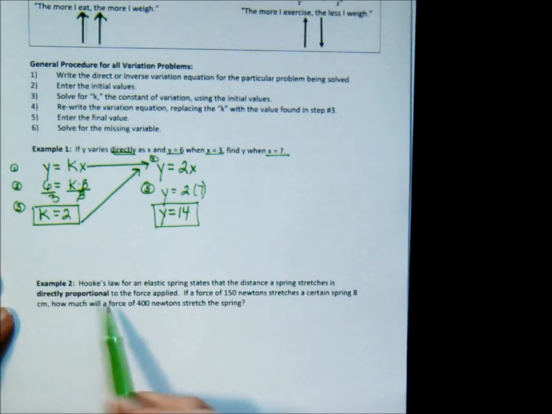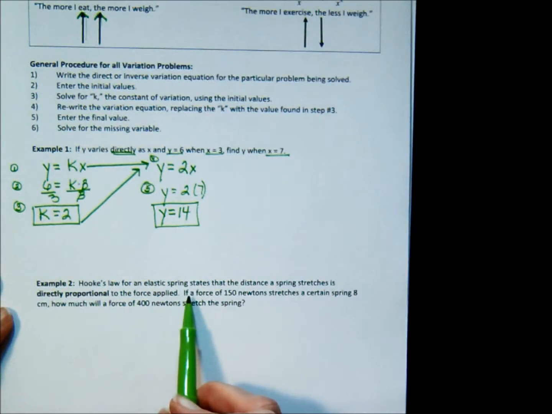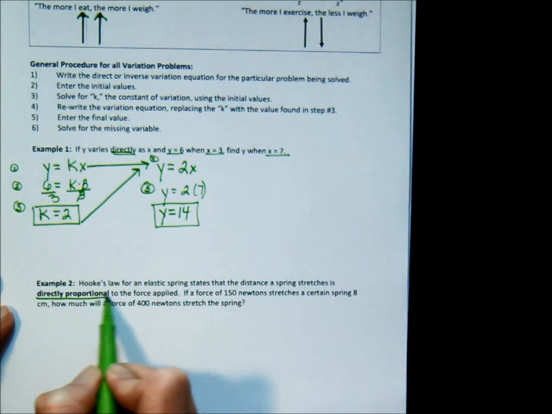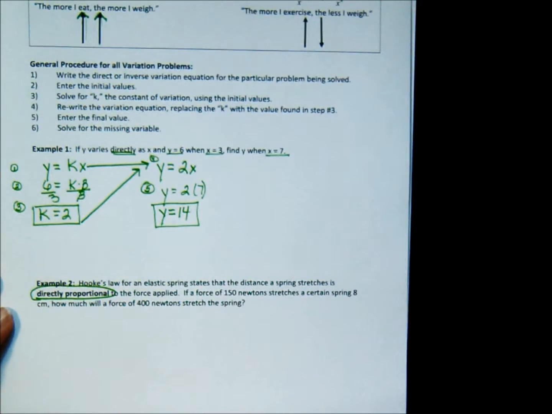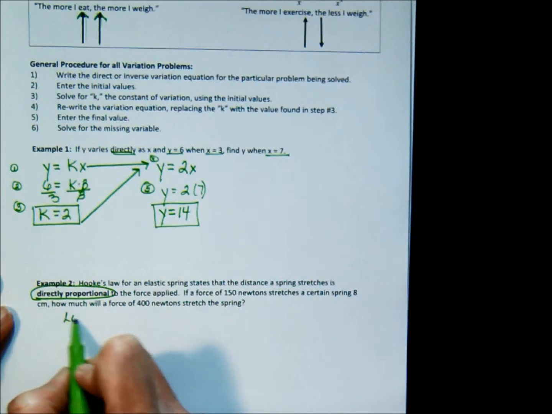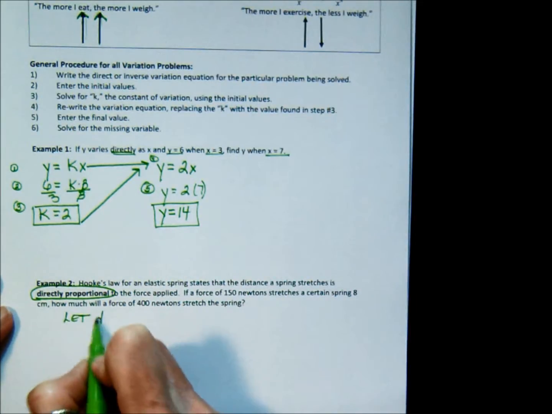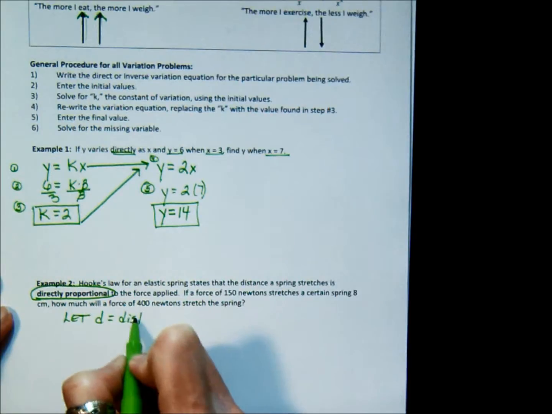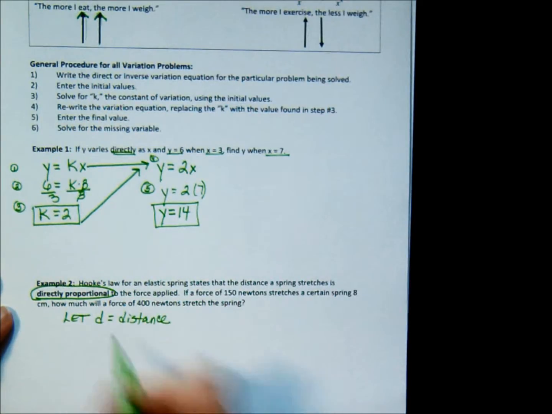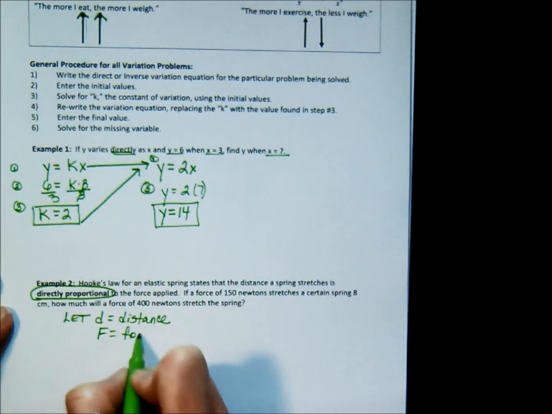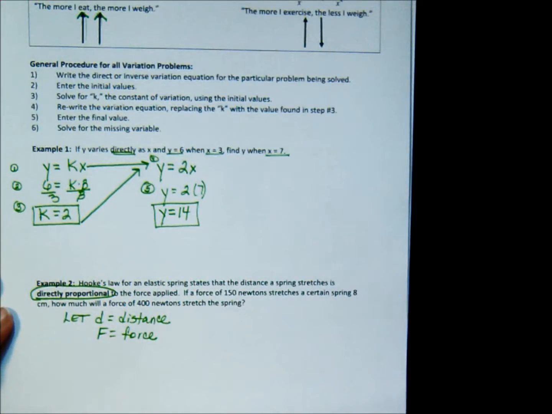So example 2. Hooke's law for an elastic spring states that the distance a spring stretches is directly proportional, so that is direct variation, that's another way to say directly varies, to the force applied. So I know that what I have, before I read the rest of the problem, is d for the distance that it stretches and f for the force that is applied. Instead of x's and y's, I have force and distance here.